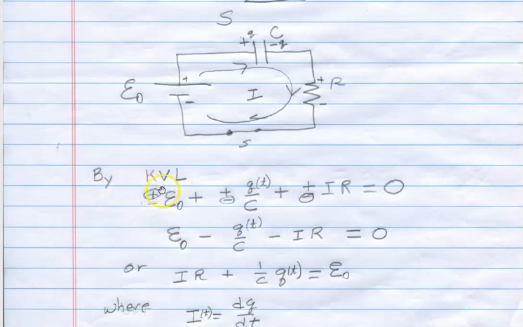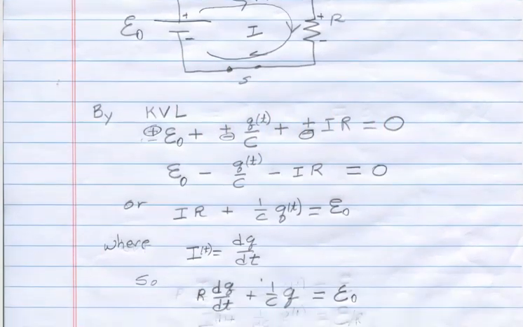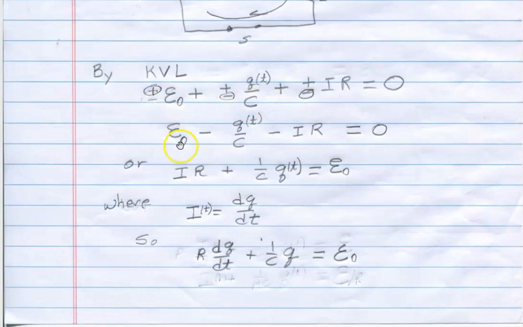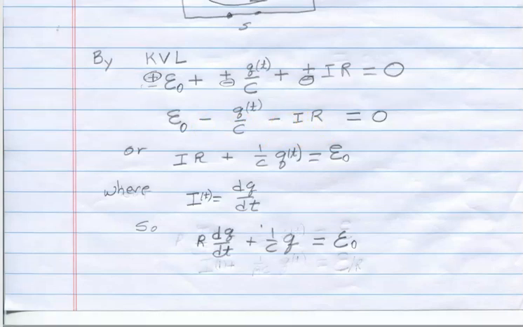And we apply KVL in our usual fashion. I'll start at S, go across the EMF, that'll give me a plus E naught. Go across the capacitor, that'll give me Q over C. And the last sign I hit is the negative sign, so a negative. Then I times R, and then the last sign I hit is the negative, and so I'm back to where I started, and so that's my KVL, which has to be equal to 0. So ultimately I get to this equation from applying KVL to that RC circuit.